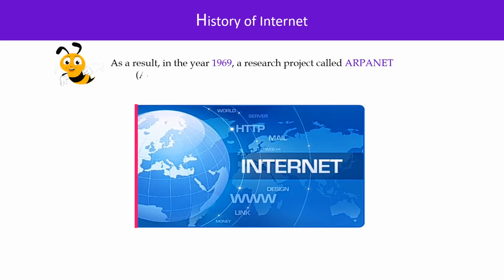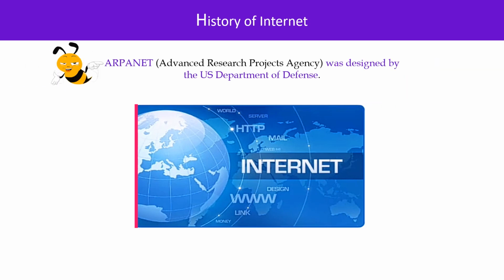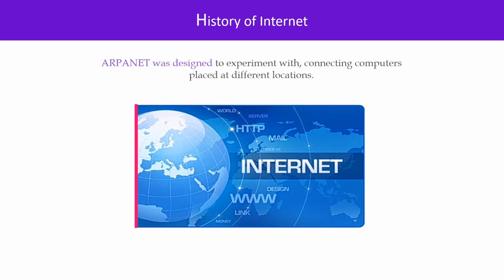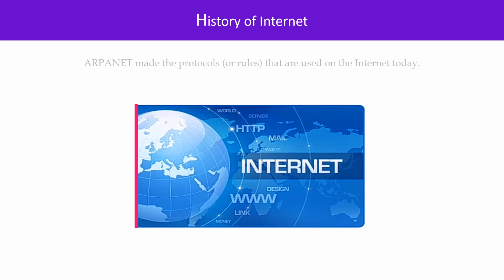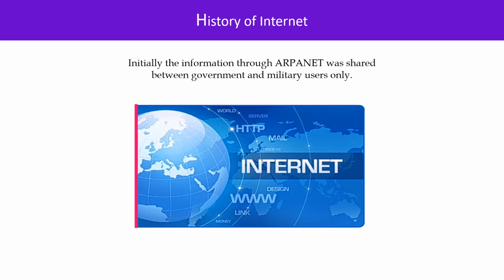As a result, in the year 1969, a research project called ARPANET, or Advanced Research Projects Agency, was designed. ARPANET was designed by the US Department of Defense. ARPANET was designed to experiment with connecting computers placed at different locations. ARPANET made the protocols, or the rules, that are used on the internet today. Initially, the information through ARPANET was shared between government and military users only.